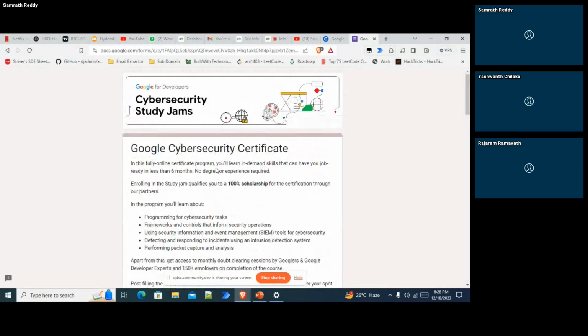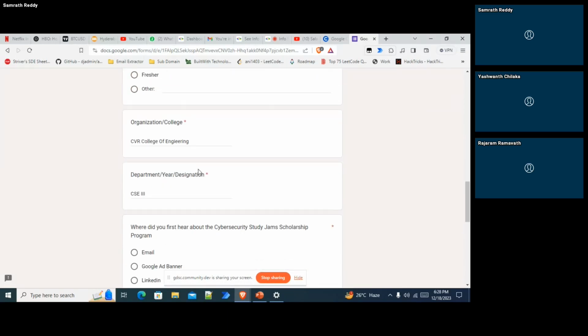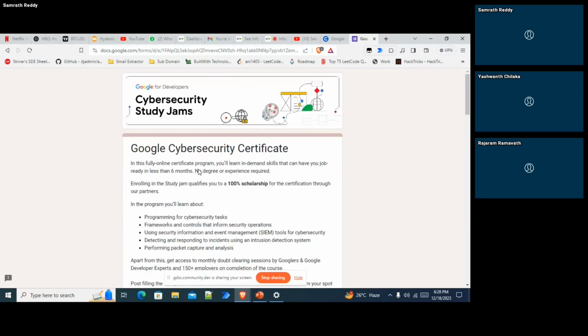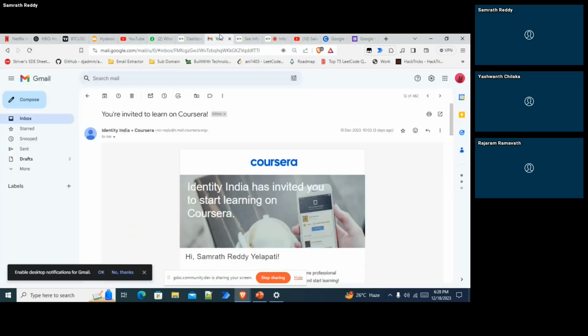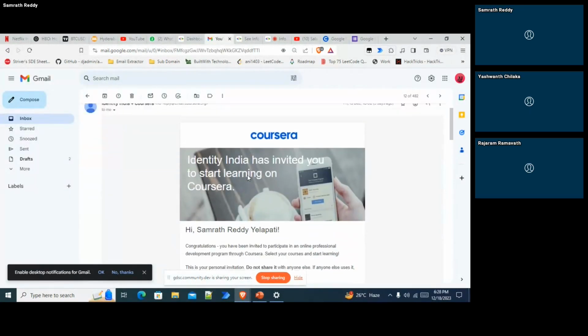After doing this, your form will be submitted. Of course, after clicking that, it will show that you need to submit by the 15th, but no worries, we have time till the 28th of this month. And coming to the next step, after filling this form, it typically takes around 24 to 48 hours before you get a mail like this one.